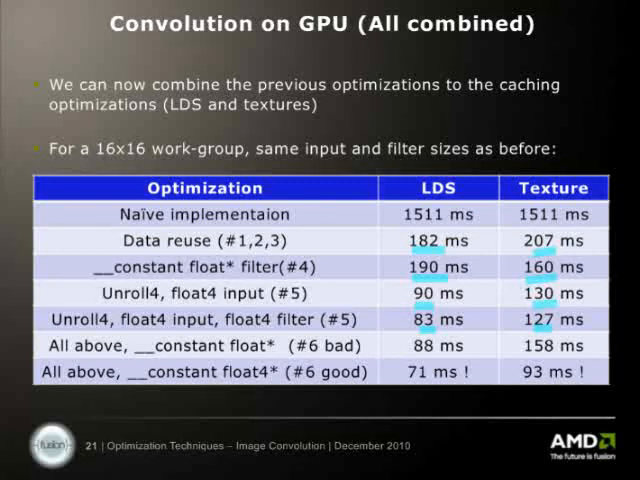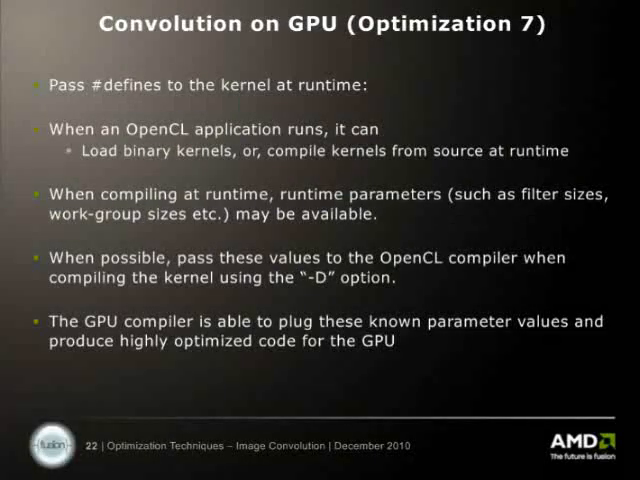We start from the naive implementation, 1511, right? And I have the results for both LDS and textures. So we do data reuse, we get to 182 or 207, right? We use constant float 4. On this one, we get to 190 and 160. You do optimization 5. From 190, you go to 90. From 160, you go to 130. You do float 4, which is a slightly better optimization for number 5. Go to 83 and 127, right?